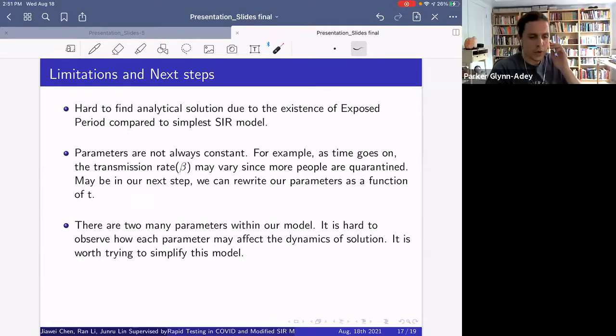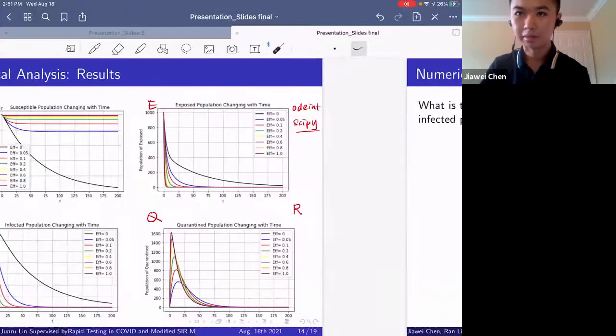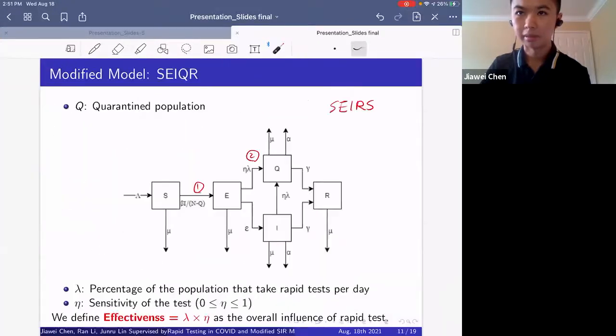There's a question in the chat. How would this model change if using the PCR test instead of the rapid test? From Kevin Sanders. Sorry, let me look through the chat. Yes, how would this model change if using the PCR test instead of rapid testing?